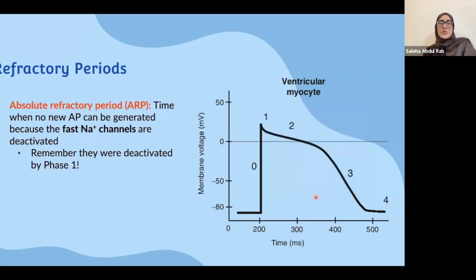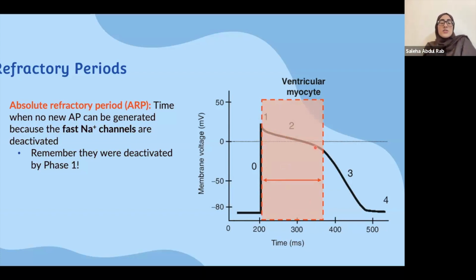What is the absolute refractory period? It is a time where no matter how strong of an impulse you get, it's about like from 200 milliseconds, let's say 350, 370 milliseconds. So this period is when no matter how strong of an impulse you get, no new action potential can be generated because the fast sodium channels are deactivated currently. Remember, they were open here, but now they're deactivated here. And so they're so close.